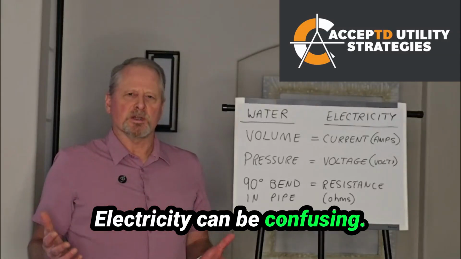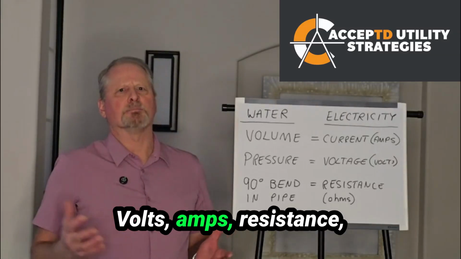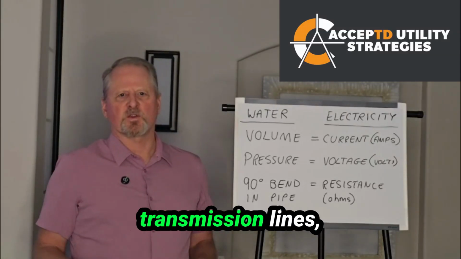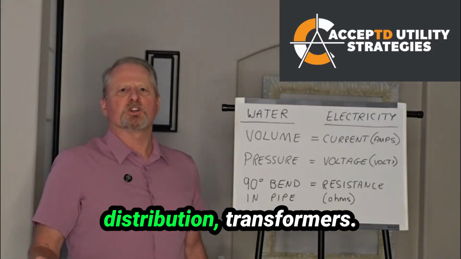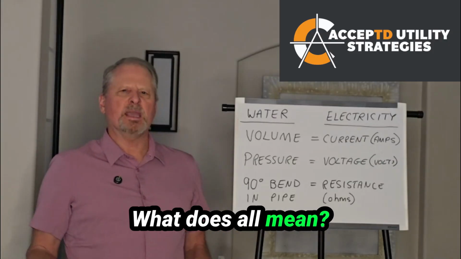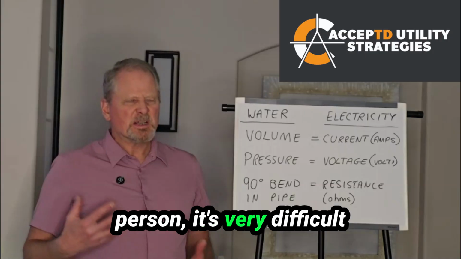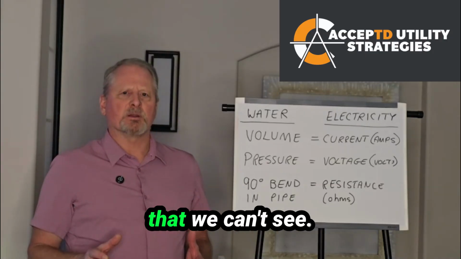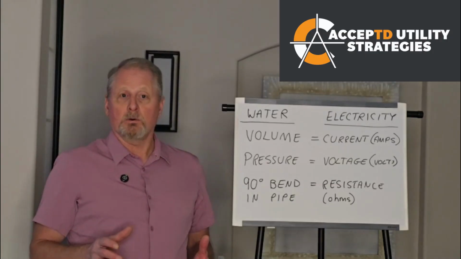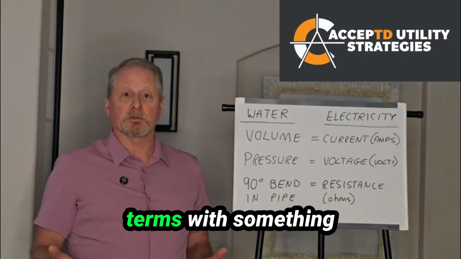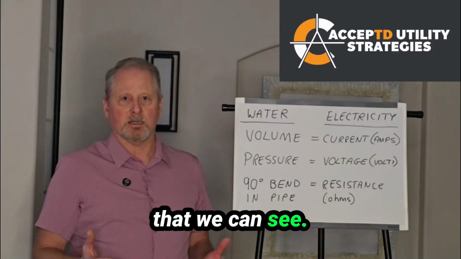Electricity can be confusing. Volts, amps, resistance, transmission lines, distribution transformers. What does it all mean and how are we supposed to think about it? Because for the average person, it's very difficult to understand something that we can't see. So let's put it in comparable terms with something that we can see.